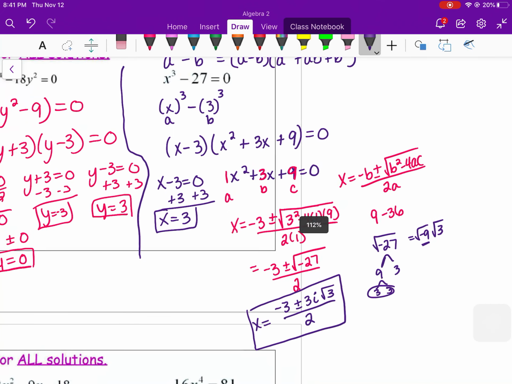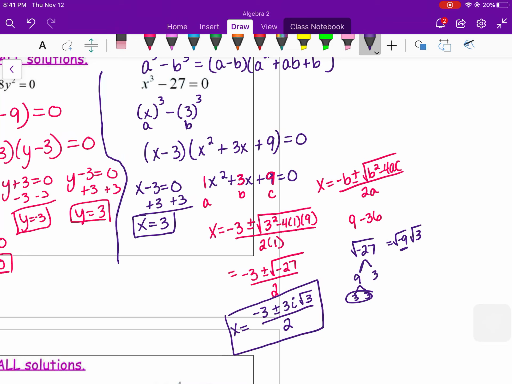So for the second problem here, we have x cubed, so we have 3 answers. We have 1 real answer and then 2 imaginary answers. We have negative 3 plus 3i square roots of 3 over 2 and negative 3 minus 3i square roots of 3 over 2. So 3 total answers there.